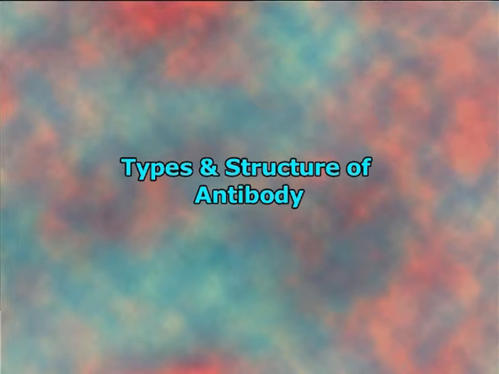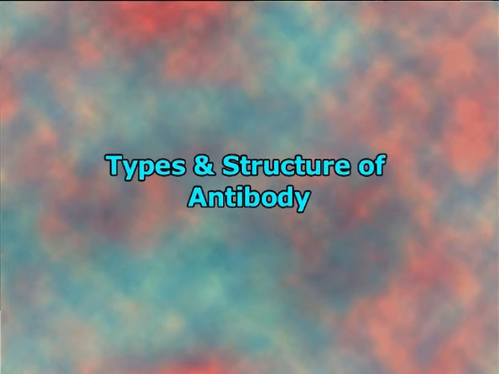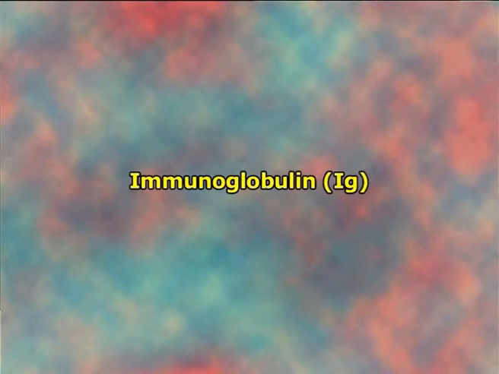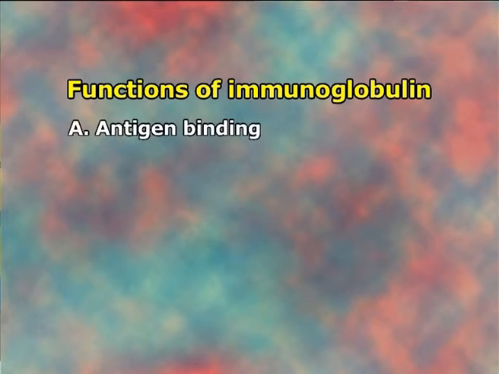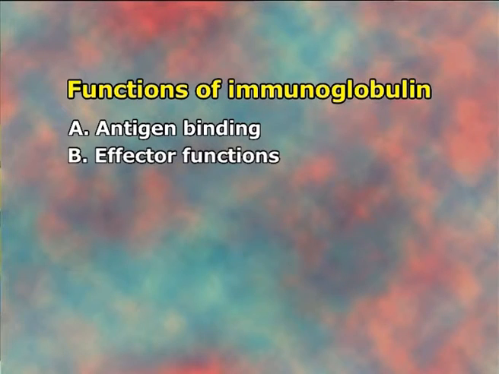Now, let us have a discussion on antibody, its types and structure. Let us first understand immunoglobulin. Immunoglobulins are glycoprotein molecules that are produced by plasma cells in response to an immunogen and function as antibodies. The immunoglobulins derive their name from the finding that they migrate with globular proteins when antibody-containing serum is placed in an electrical field. General functions of immunoglobulins are antigen binding and effector functions.